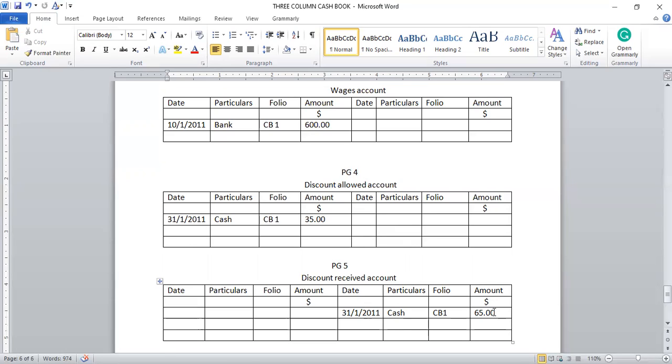So we have come to the end of the 3-column cash book. Please watch this video again. Take your time to watch this video several times. As I always say, accounting is a principle. The more you watch, the more you understand it, the more it becomes familiar to you, the more you master it. So watch it again. Don't think that if you watch it once, it's okay. It's not okay.